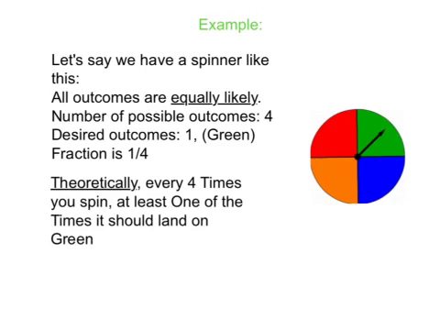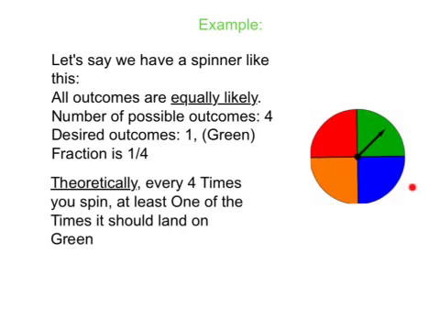Here's an example. Let's say we have a spinner like this, where all outcomes are equally likely. That means the probability of the spinner landing on any color is the same. So we are going to use our step-by-step procedure from the last slide to find the fraction of landing on the color green. Step 1 is the number of possible outcomes. I know that there are 4 possible outcomes because there are 4 colors on the spinner that can be spun.